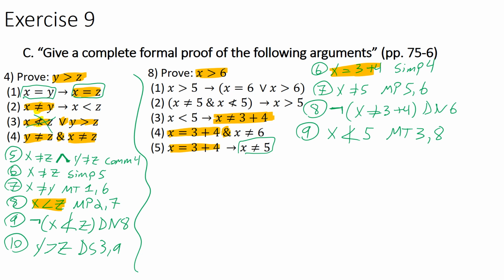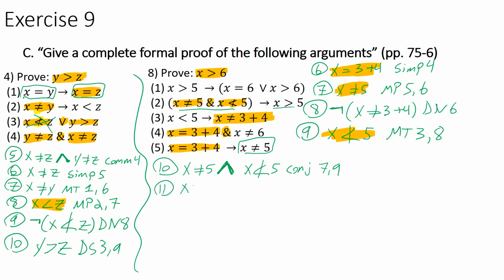Line 2, the antecedent to a conditional, we have x does not equal 5 and x is not less than 5. Well, we have that. Line 7, line 9, let's do the conjunction rule. So for 10, we can say that x does not equal 5 and x is not less than 5. The conjunction of 7 and 9. And then for line 11, we can get x is greater than 5. Modus ponens to 10.